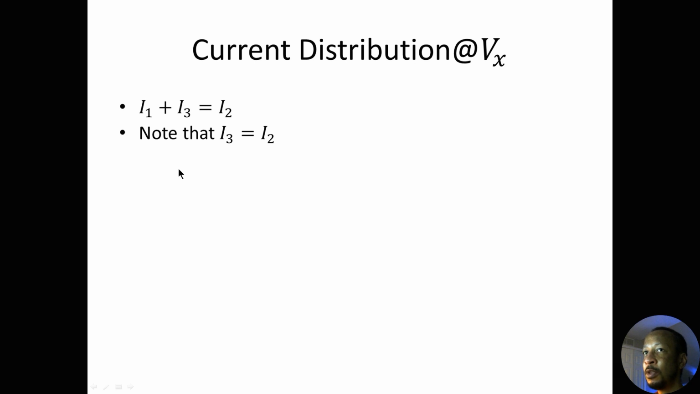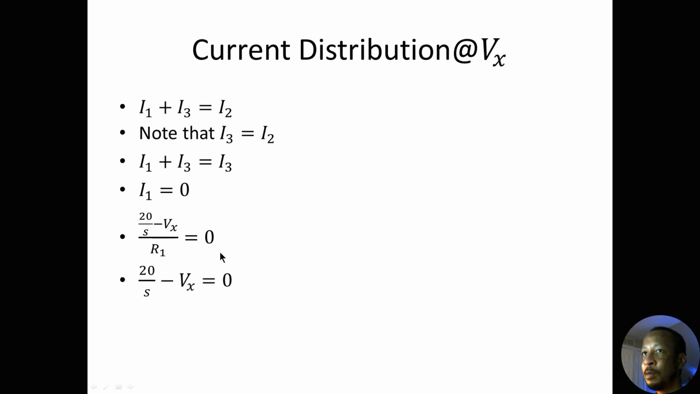So I replace I2 with I3 there. And then, of course, that gives you I1 equals 0. When you relocate I3 to the other side, I3 minus I3 is going to give you 0. So I1 equals 0. So what about I1? Well, I1 is given by 20 over S minus Vx divided by R1. And then when I multiply by R1 and 0, I get 0. Then I'm left with 20 over S minus Vx equals 0. Then I have 20 over S equals Vx when I bring it over to the other side. This is equation number 1 in my analysis here.